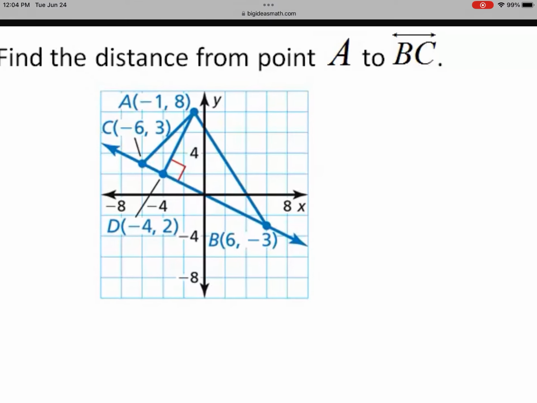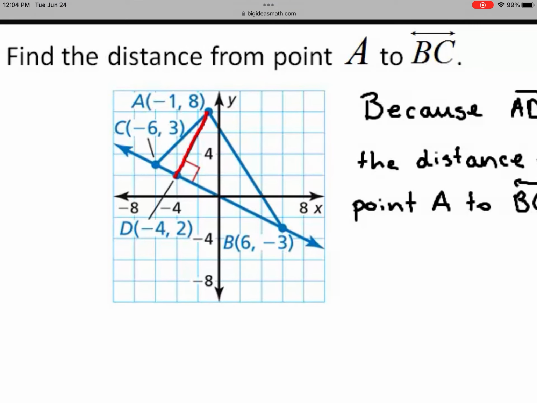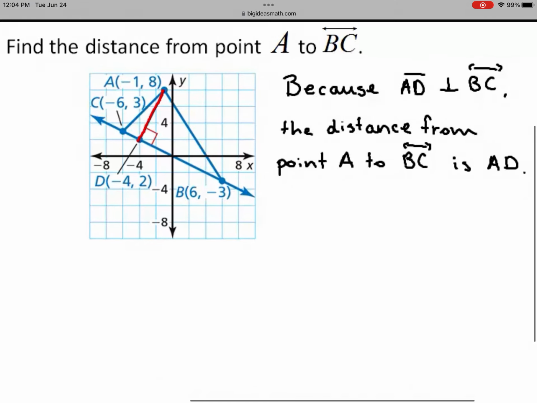Find the distance from point A to line BC. Because line segment AD is perpendicular to line BC, the distance from point A to line BC is AD. Because the distance from a point to a line is the length of the perpendicular segment from the point to the line. So looking at the picture, you can see that line segment AD is the perpendicular segment from point A to line BC. So you will use the distance formula to find AD.